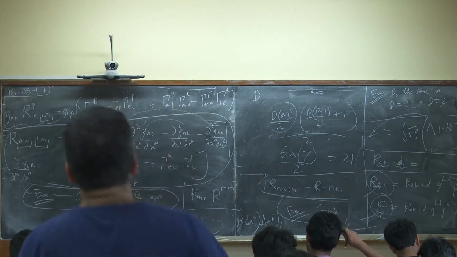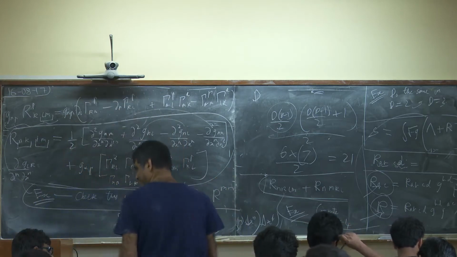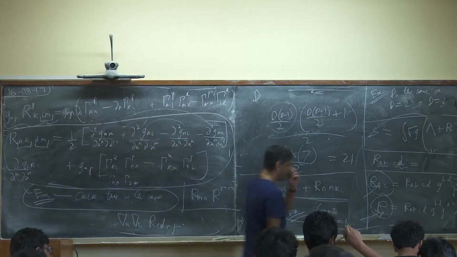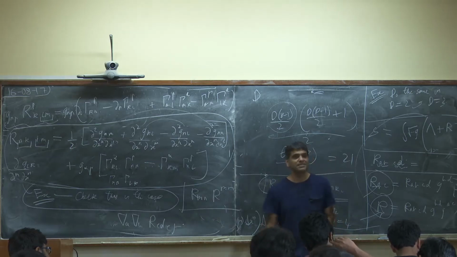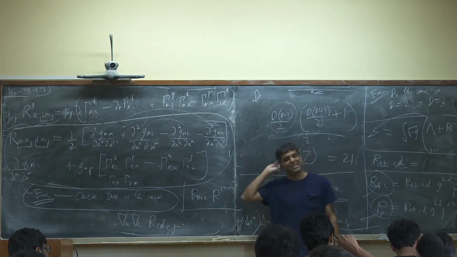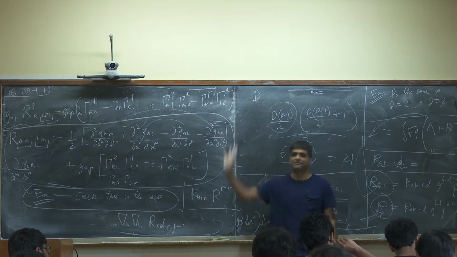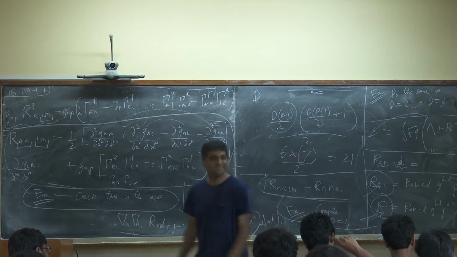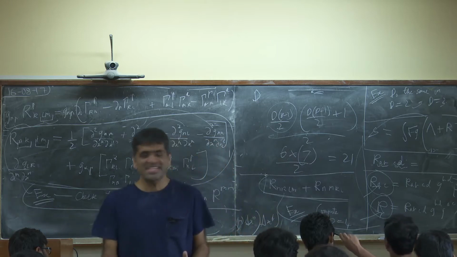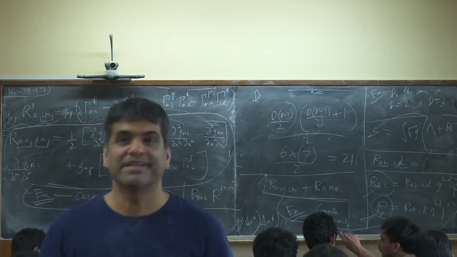Let us make a hypothesis. That hypothesis is that there is a natural gravitational length scale. Let's call it the Planck scale. There's some natural length scale associated with gravity.